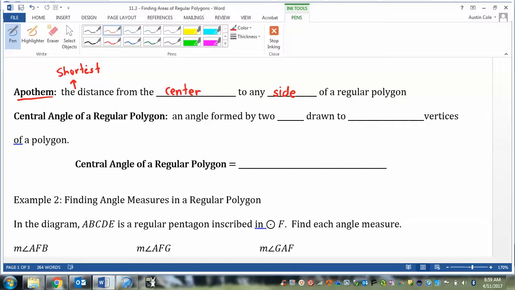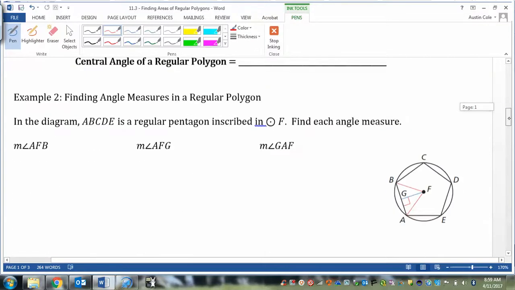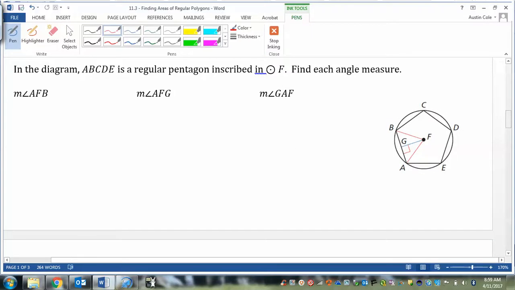The central angle of a regular polygon is an angle formed by two radii drawn to consecutive vertices of a polygon. So if I scroll down here to the picture, the apothem would be segment FG. Okay, let me go back. I have a pentagon here. It says a regular pentagon in the directions, and it is inscribed in circle F. Okay, that's why I've got the circle around it.